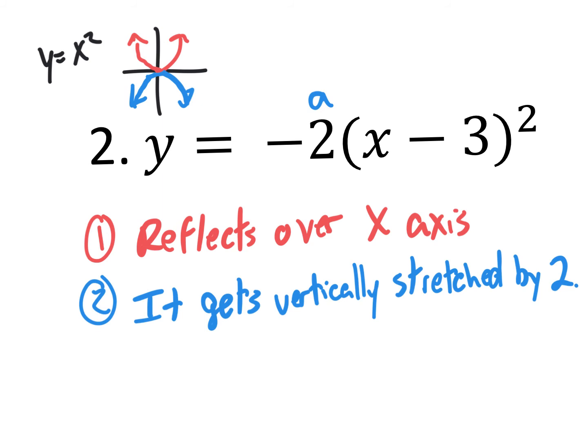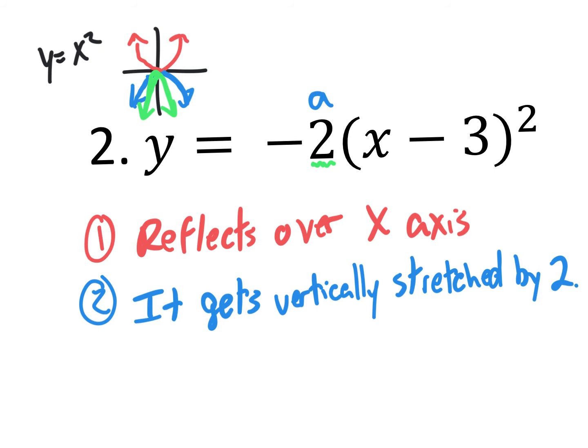So let me actually show you the difference of it being stretched by 2. Okay, so far we had the original parent graph up here. It got reflected over the x-axis, so now it's opening down. That's a negative sign. The a value of 2 is going to cause a vertical stretch by 2, which means that it's going to get narrower. It's going to get narrower. Okay, so we now have a narrow green graph that's opening down, but it's still at the vertex 0, 0.